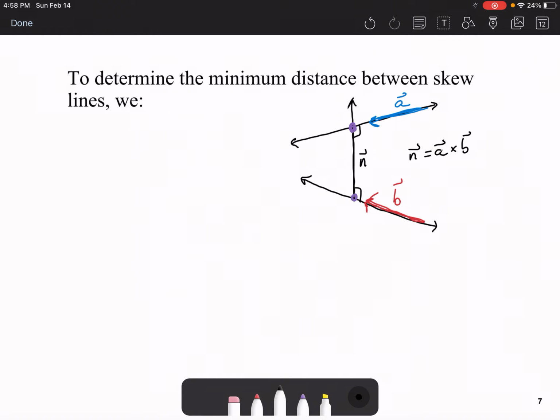So what we need are two points as well. We need a point P and a point Q on each side of the line, and we need to project it onto this normal. So that means the minimum distance, which we'll give by the letter D, is actually the magnitude of the projection of the vector PQ onto n.